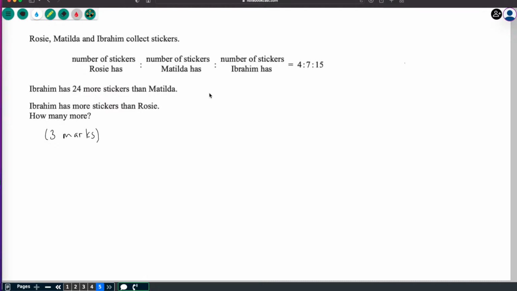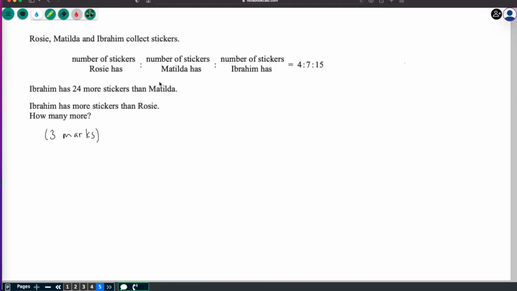It says Rosie, Matilda, and Ibrahim collect stickers. The number of stickers Rosie has, the number of stickers Matilda has, the number of stickers Ibrahim has is 4 to 7 to 15. Ibrahim has 24 more stickers than Matilda. Ibrahim has more stickers than Rosie. How many more? This is a 3-mark question.